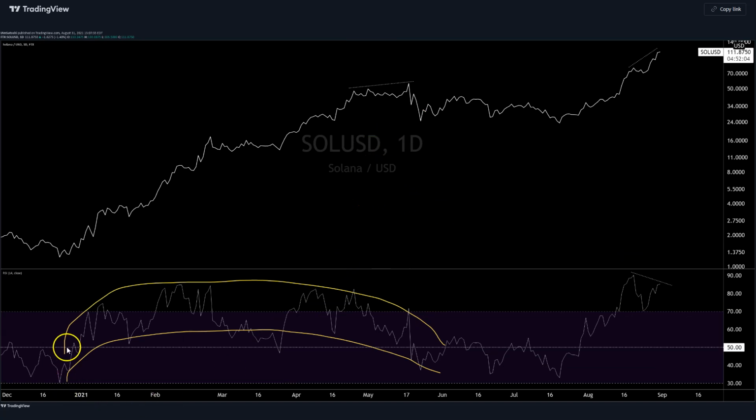Here's Solana. Okay, very similar situation from January to May. And it's easier to see this in hindsight. But the key is to watch this as it's happening, to map this out as it's happening, obviously.